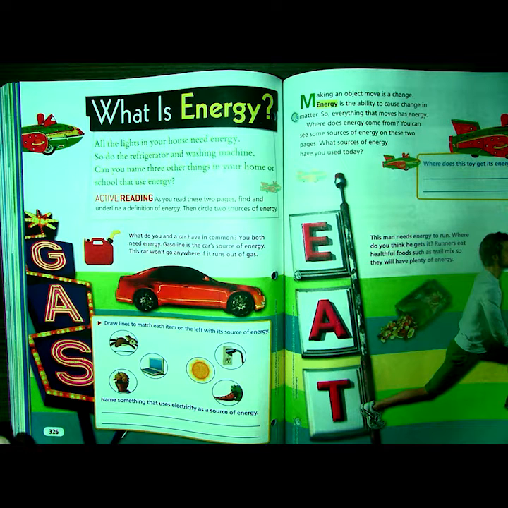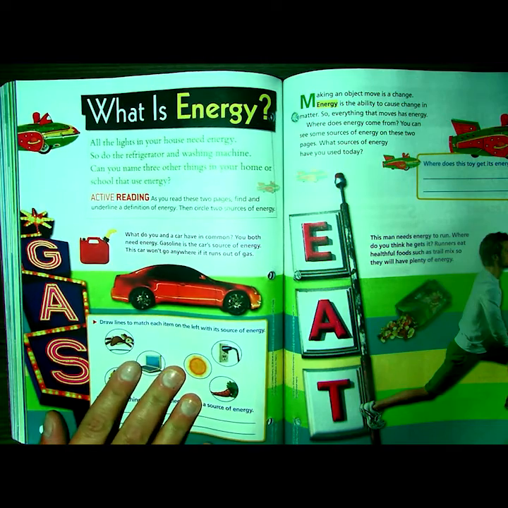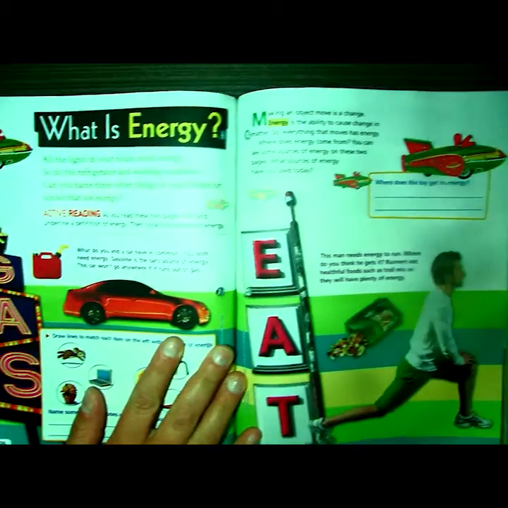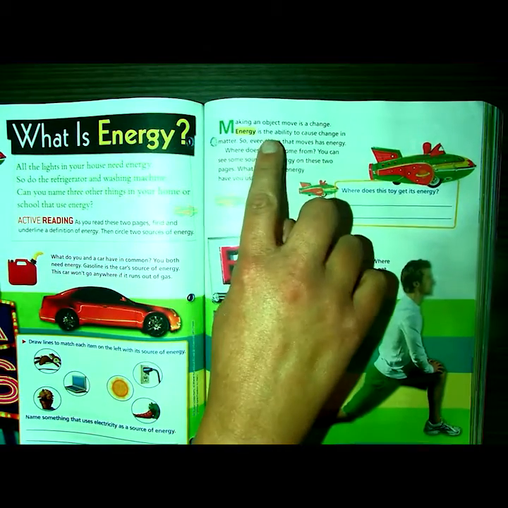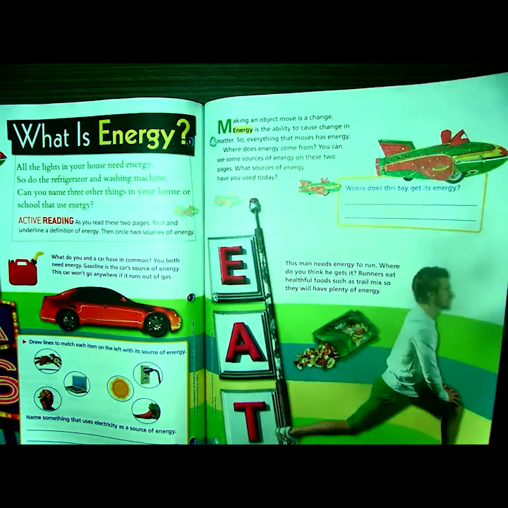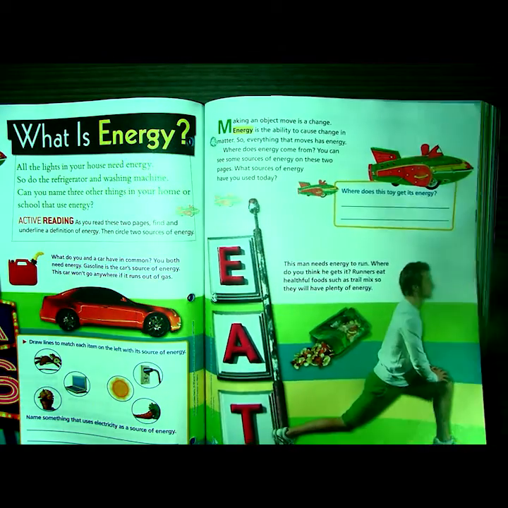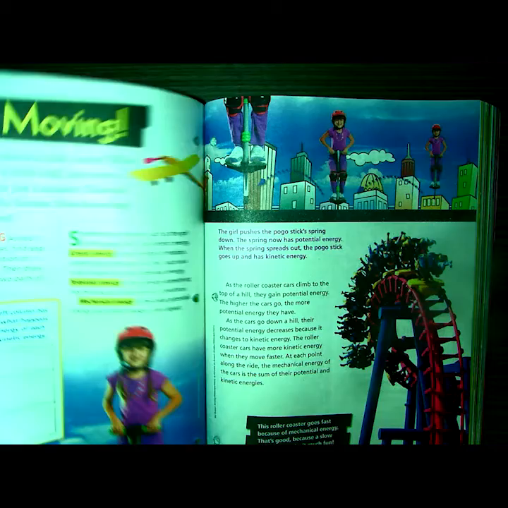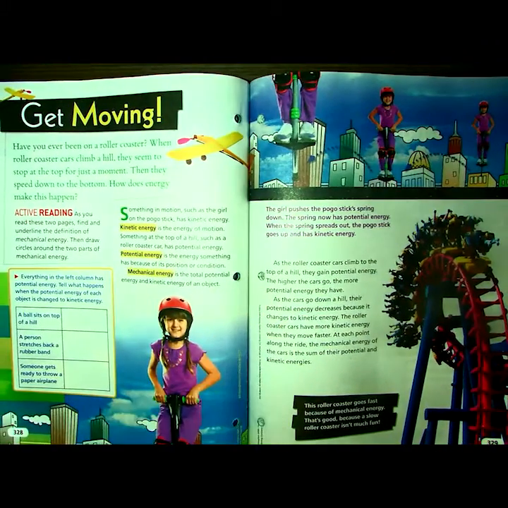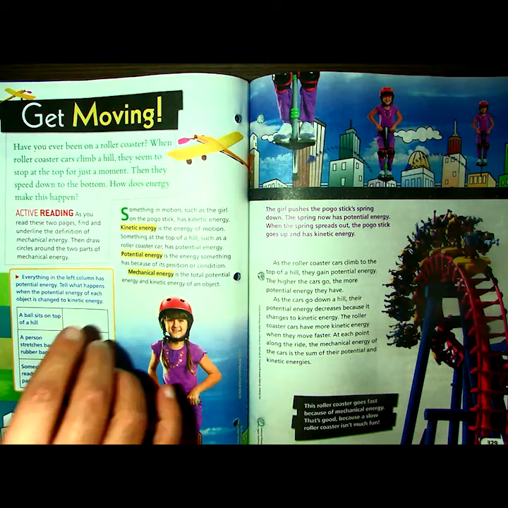All right, so today you just read through in your textbook to learn a little bit about this word energy, and we learned that the definition of energy refers to the ability to cause change in matter. So we also learned that anything that moves really has energy. But then you read on the following 2 pages to learn about 3 types of energy: kinetic, potential, and mechanical.